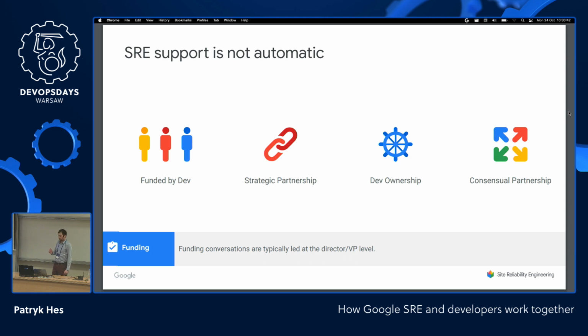It's also a consensual partnership. So the devs cannot force SREs to take care of a service. So if the SREs say, sorry, this product that you developed, it's too flaky, it's constantly crashing, we don't have a good monitoring setup, the devs should fix it. It's not up to the SREs to set everything up. Of course, they can participate in this work. They can be the major people involved in this process, but it shouldn't be 100% SRE work.